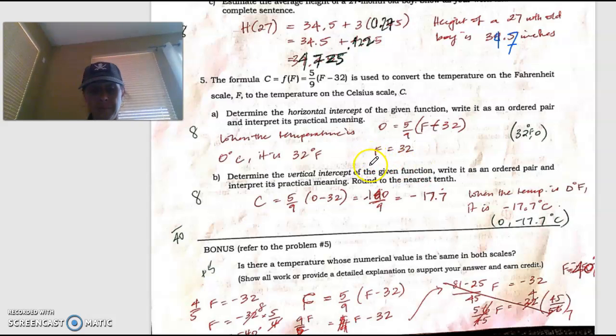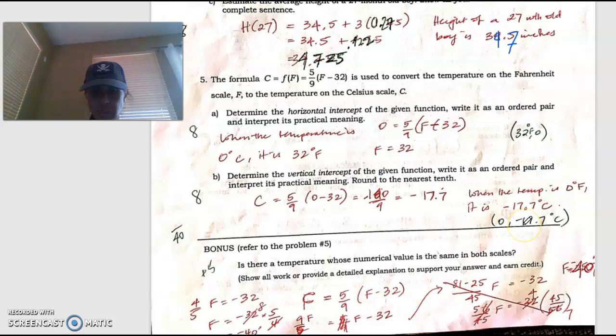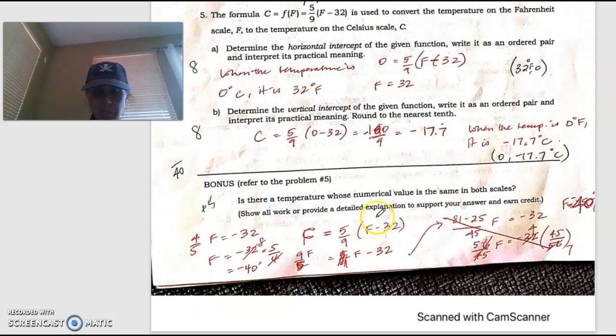Vertical intercept. I'm going to put my input as 0 and then solve for the output. And I end up with negative 17.7 as an ordered pair: (0, -17.7). Okay, bonus question.